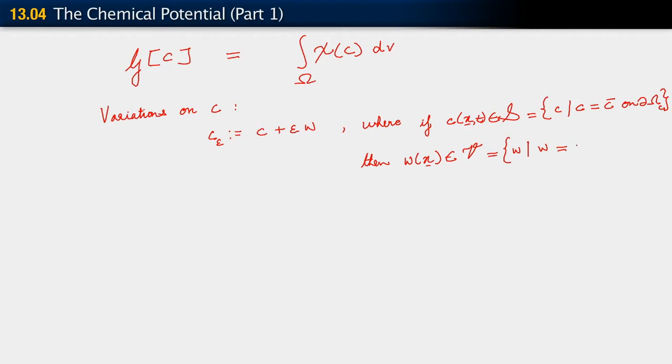We require that it satisfies the homogeneous boundary condition on the concentration boundary, alternately called the homogeneous Dirichlet or homogeneous essential boundary condition. Okay, so what we've done now is to define variations on the concentration. And this picture is exactly like we had in the context of nonlinear elasticity.